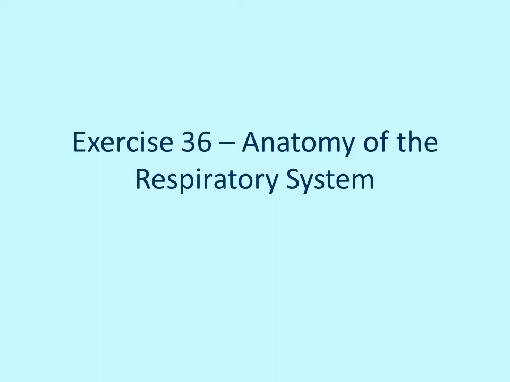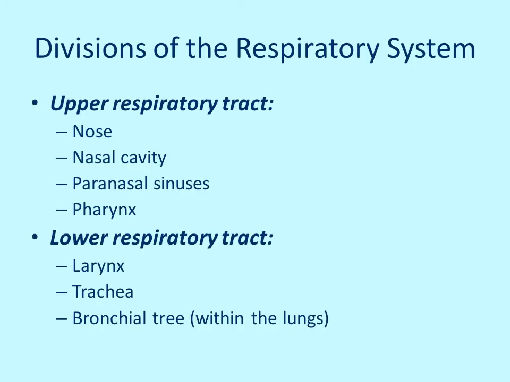This is exercise 36. It's looking at the anatomy of the respiratory system. We can divide the respiratory system into the upper respiratory and the lower respiratory tracts. The upper respiratory tract is going to be composed of the nose, the nasal cavity, the paranasal sinuses, and the pharynx. And then the lower respiratory tract is comprised of the larynx, the trachea, and then the bronchial tree that we find within the lungs themselves.